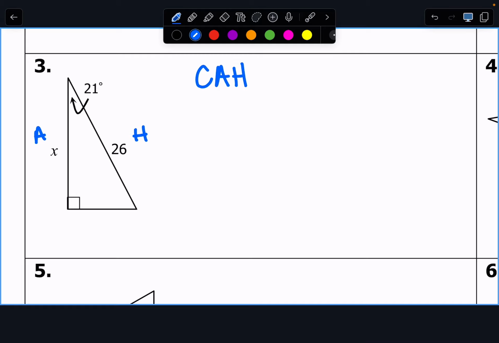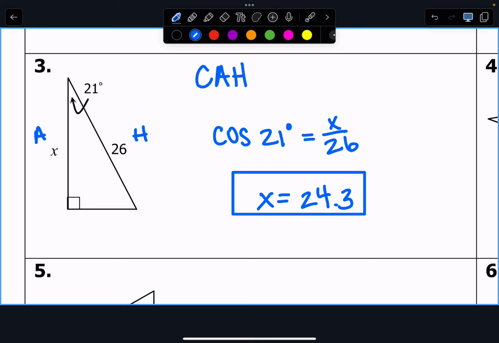Okay, here we go. The cosine of 21 degrees is x over 26. So I'm seeing people get x equals 24.3.